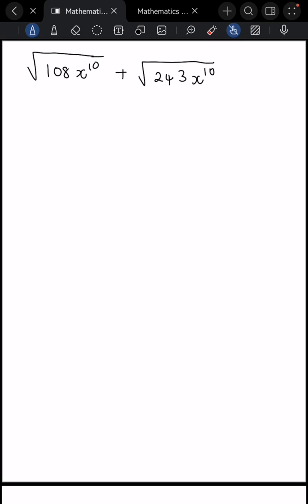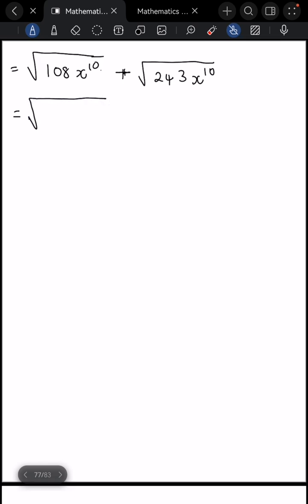I don't know if I see the question properly, because it's not clear enough, but as far as I can see, it is the square root of 108 times x raised to the power 10 plus 200 the square root of 243 times x to the power 10. I don't know what the instruction is, but I'm going to assume it says to simplify. So if it says to simplify, we're going to go with it like this.